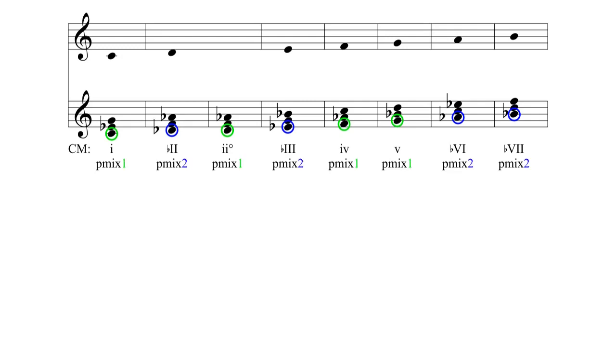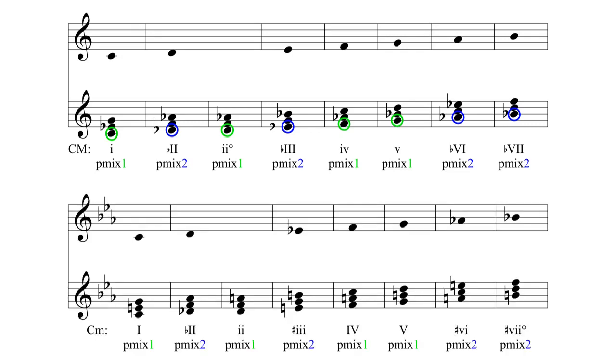When the root is inside the key, the type of mixture is primary mixture type 1, and when the root is outside the key, the type of mixture is primary mixture type 2. Type 2 usually sounds just a little more remote from the key than type 1, and the distinction becomes useful when looking at other types of mixture. In minor, these chords are major I, the Neapolitan, minor ii, sharp minor III, major iv, major v, sharp minor VI, and sharp diminished vii.